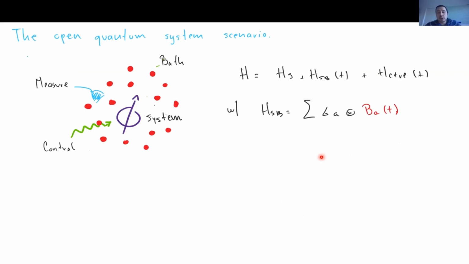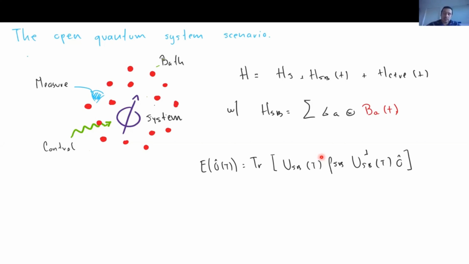You have the ability to control only your system by definition. You can also measure your system, and you can do not much else. And of course, you can track the dynamics of your system by measuring expectation values of observables, and these are given by the standard formulas from quantum mechanics.